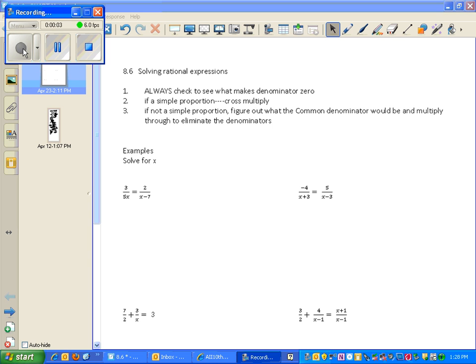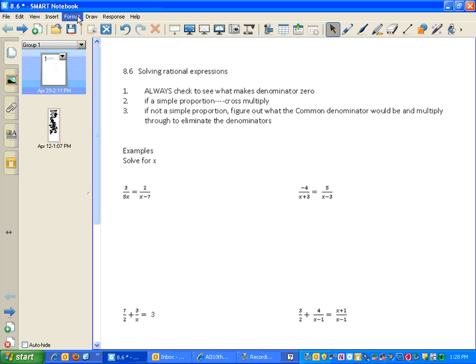Okay, so 0 is not an option in the denominator. The first thing that you do, because this is the way you're going to check your answers, is you're first going to tell me what makes the denominator 0. We're going to set our denominators equal to 0 to determine what that is.